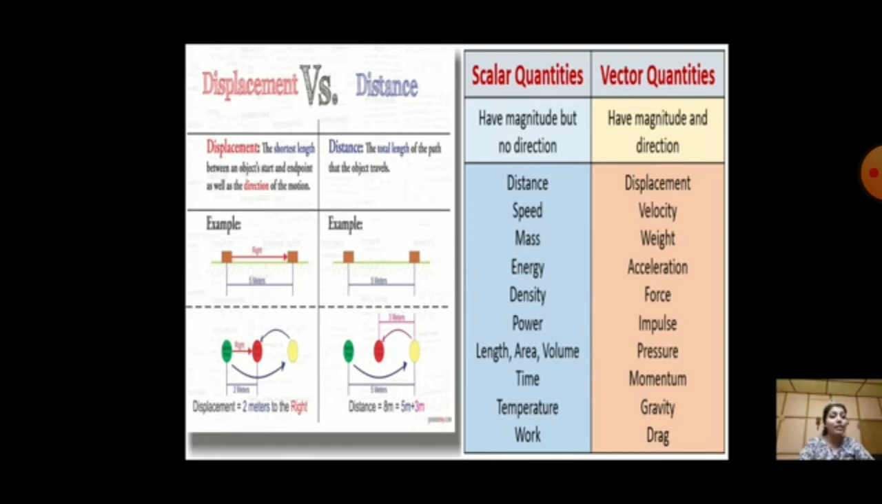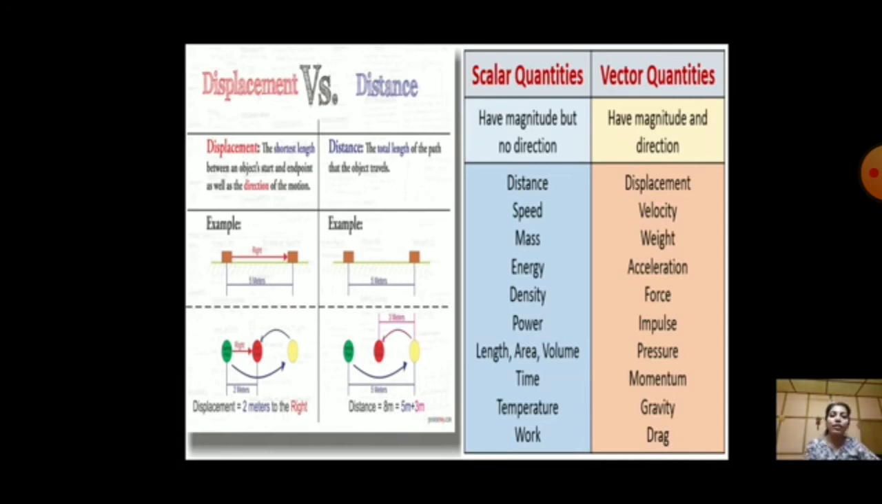Mass is scalar but weight is vector. Weight has direction. The weight of a body acts towards the center of the earth. Force is a vector. Force has a direction, the direction in which you are applying a force to somebody. Similarly, speed is scalar, velocity is vector. Velocity has direction, speed does not have any direction.